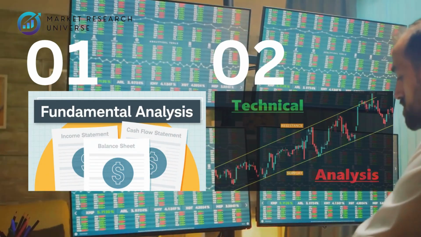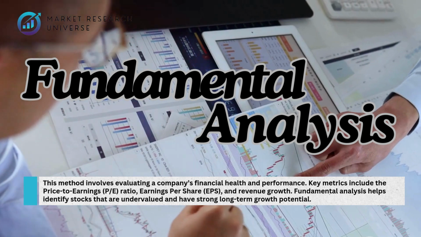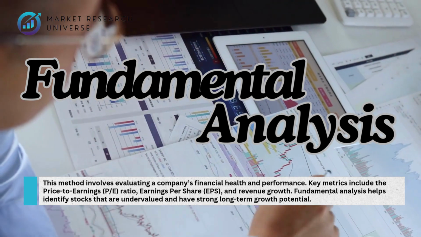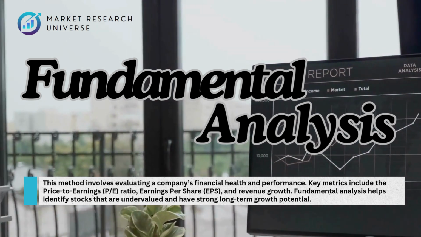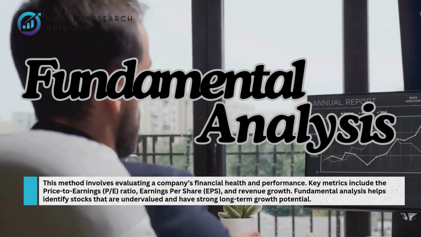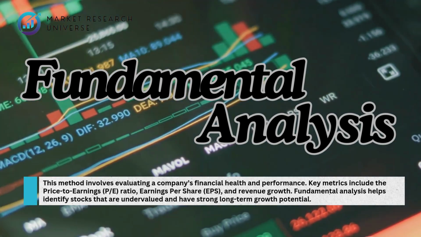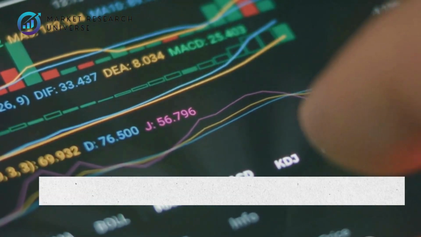Before diving into specific stocks, it's crucial to understand the two primary methods of stock analysis: fundamental analysis and technical analysis. Fundamental analysis. This method involves evaluating a company's financial health and performance. Key metrics include the price-to-earnings (PE) ratio, earnings per share (EPS), and revenue growth. Fundamental analysis helps identify stocks that are undervalued and have strong long-term growth potential.